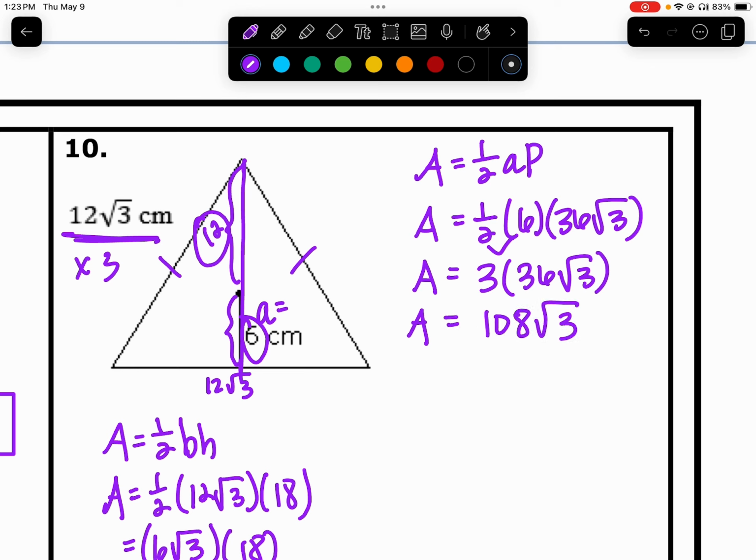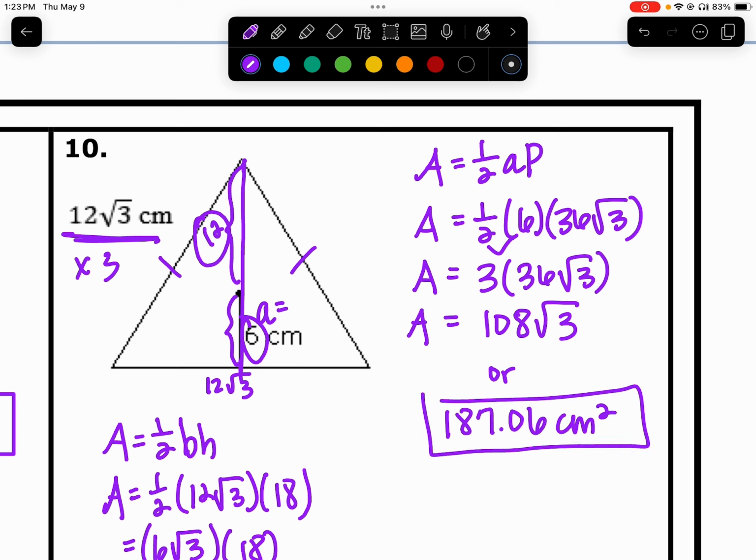All right, and if you want to put that in decimal form, just multiply it out in your calculator, and that'll give you 187.06 square centimeters.